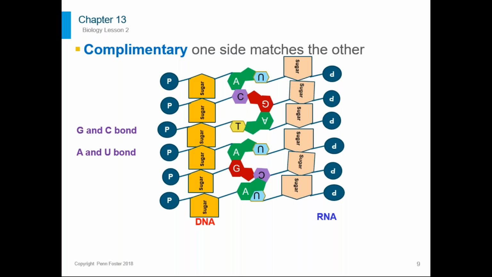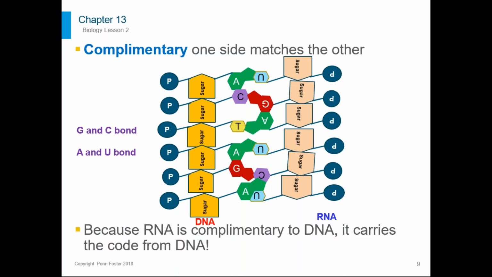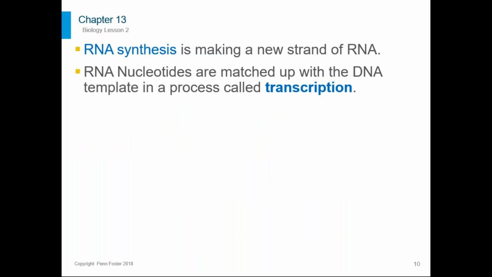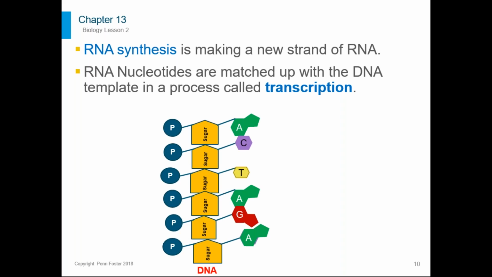Oh, and there's our rules again. G and C bond together, A and U bond together. And because the RNA is complementary to the DNA, it still carries that code. Now, when the RNA is being created, it's called RNA synthesis, and it's made through a process called transcription.